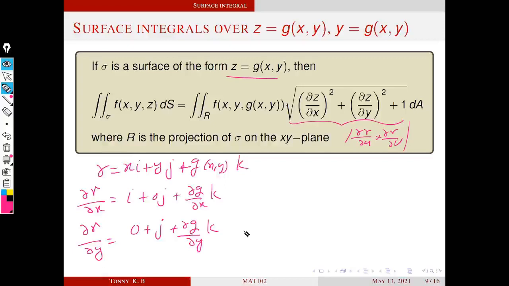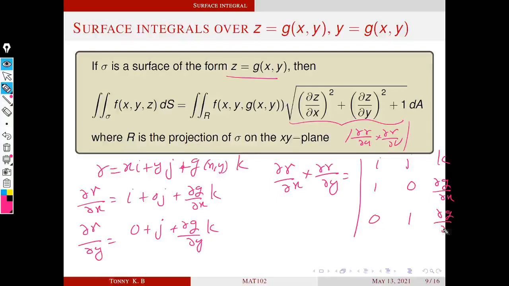These are the derivatives. Next we have to find the cross product, and after that we take the modulus. So what is ∂r/∂x cross ∂r/∂y? It's a determinant with i, j, k in the first row. The coefficients corresponding to ∂r/∂x are 1, 0, ∂g/∂x, and the coefficients corresponding to ∂r/∂y are 0, 1, ∂g/∂y.